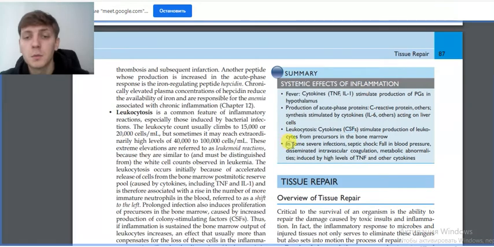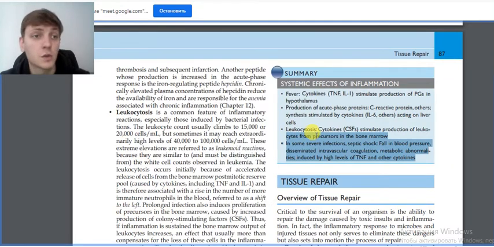In some severe infections, septic shock, we have a fall in blood pressure, disseminated intravascular coagulation, and metabolic abnormalities induced by high levels of TNF and other cytokines. It's known as cytokine storm, and you can hear about it as one of the causes of death due to coronavirus. Of course, it's cytokine storm. Actually, it's related more to TNF and interleukin 1 activity.